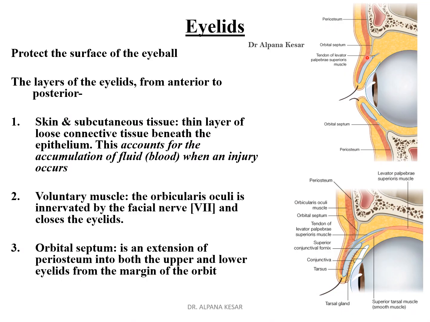Deep to that is present orbital septum. This is the orbital septum which is present in both the upper and the lower eyelids. Orbital septum is the extension of the periosteum from the margins of the orbit.